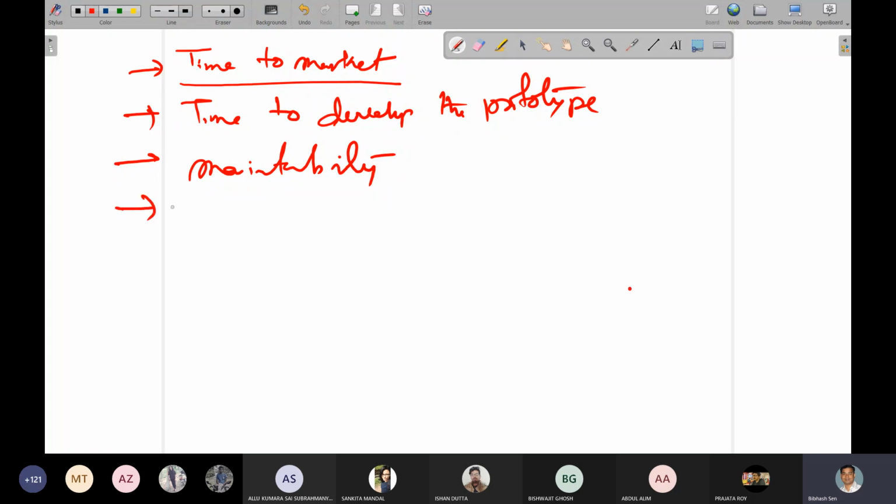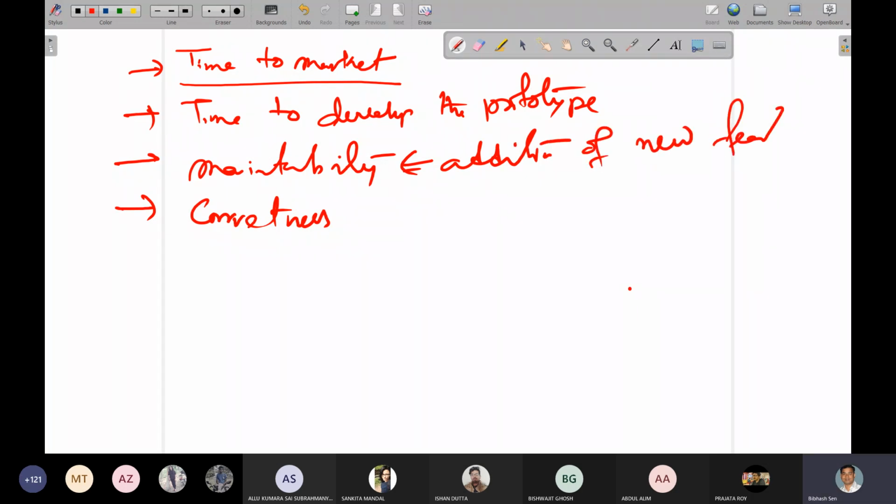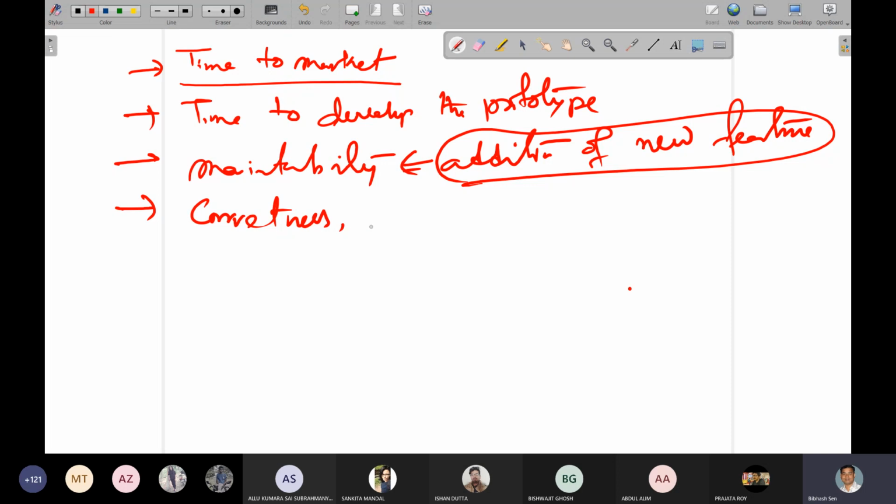Then you will find correctness, here you can say during the addition of new feature. Addition of new feature is a very important point, and correctness and safety are also important factors which influence the development of embedded systems a lot. Whenever you are developing an embedded system, you have to think about this part.